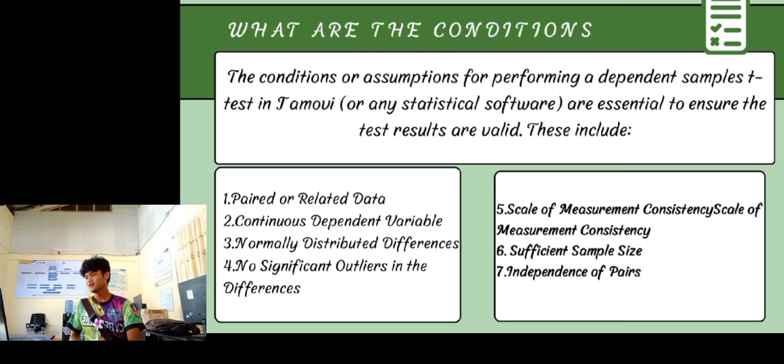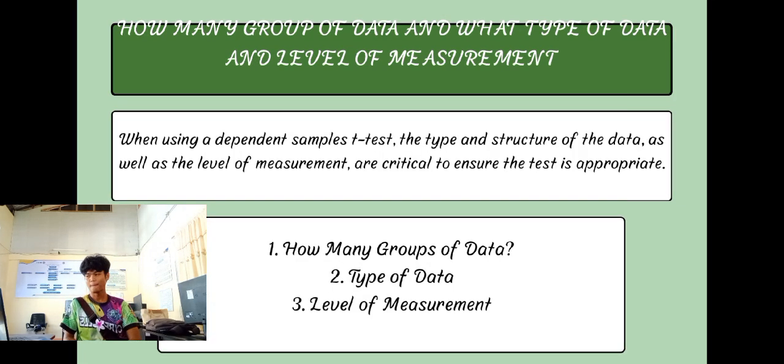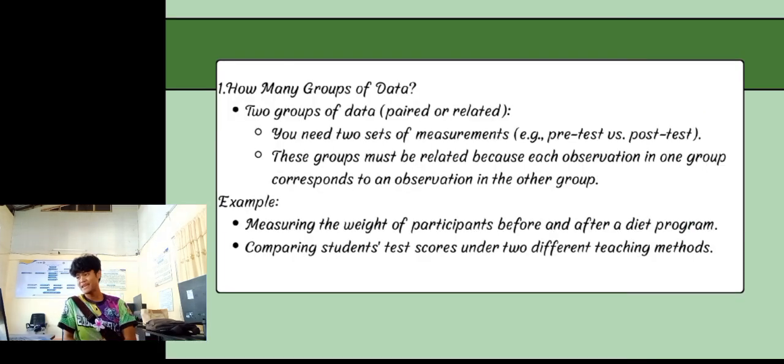So how many groups of data, what type of data, and what level of measurement? When using a dependent sample t-test, the type and structure of the data as well as the level of measurement are critical to ensure the t-test is appropriate. First, how many groups of data? Second, type of data. Third, level of measurement. Number 1, how many groups of data? 2 groups of data, paired or related.